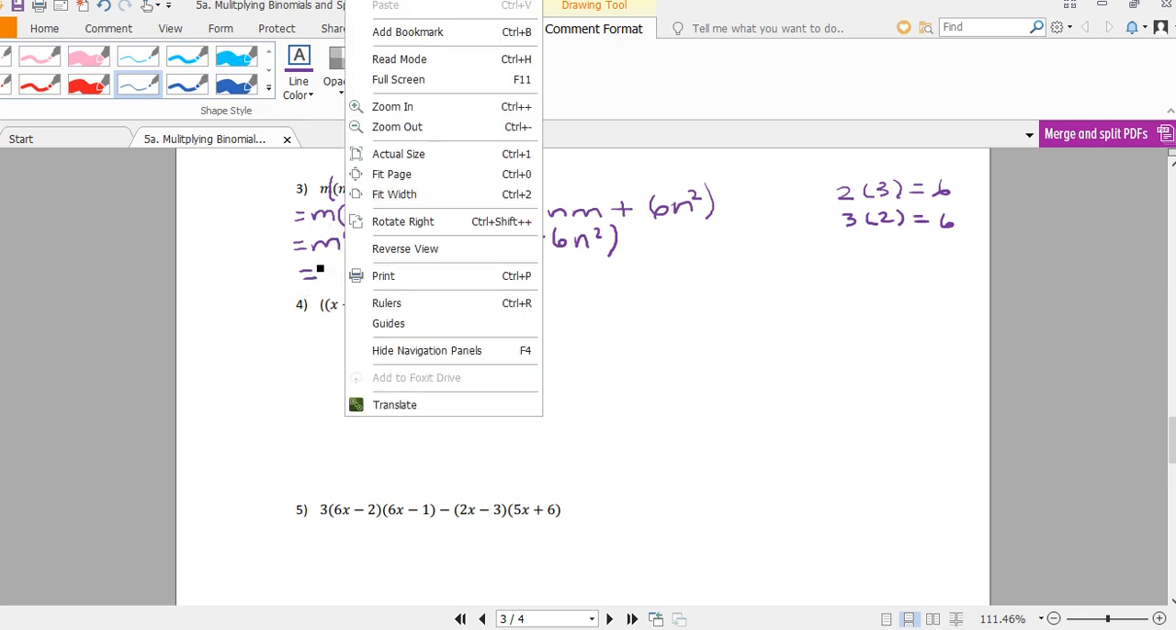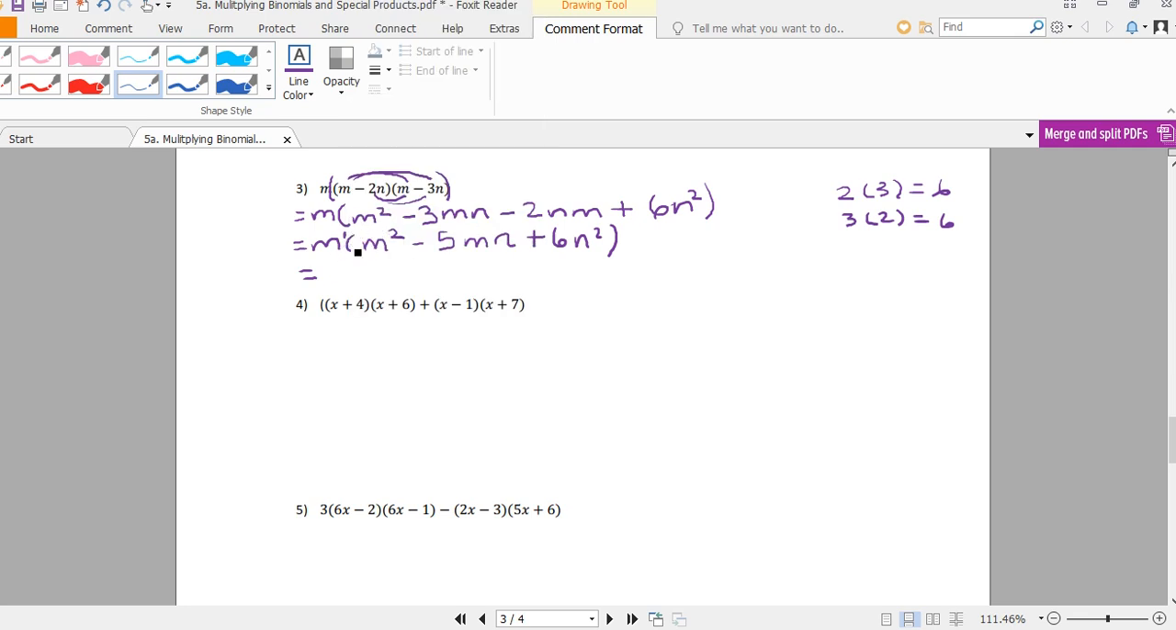Now if we're multiplying these two, m times m, the base stays the same. Now what do we do with the exponents again? We add them. So 1 plus 2 is 3. So that's the first term taken care of.